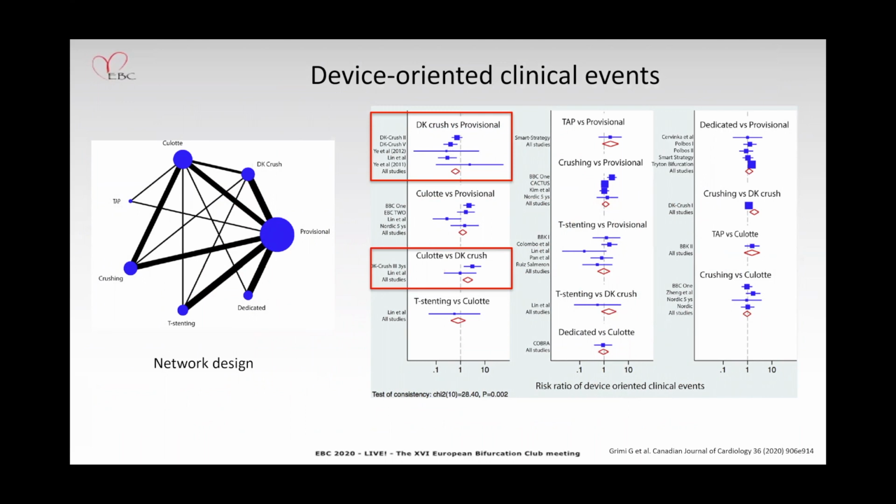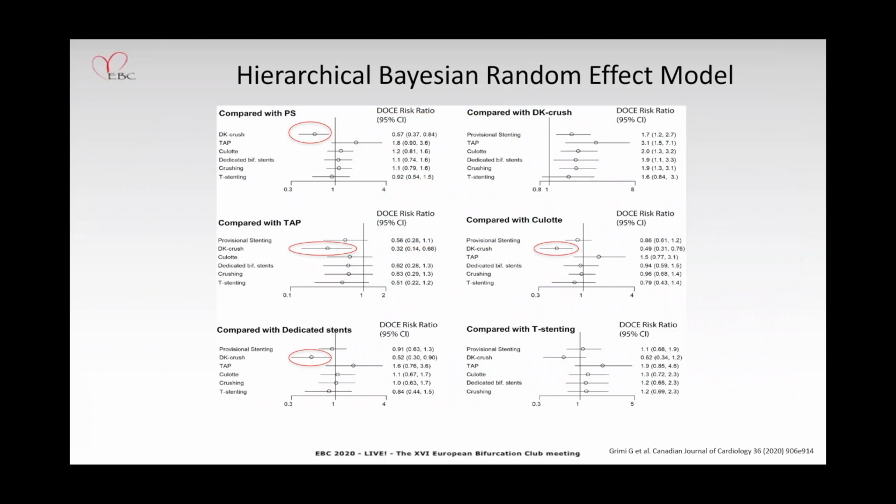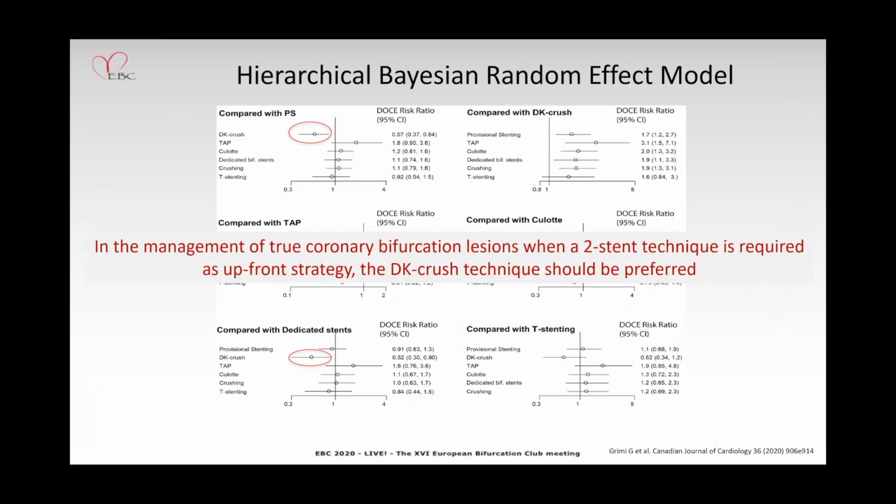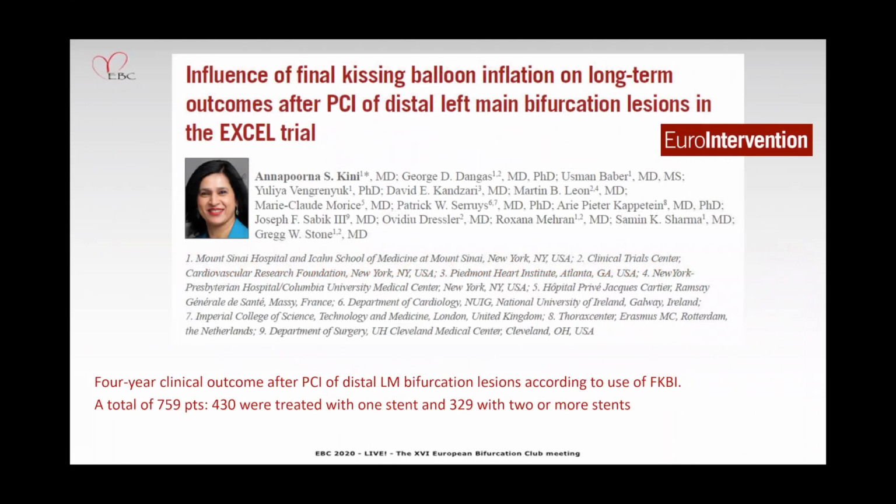They found a significant reduction in device-oriented clinical events, which was also confirmed by this Bayesian random effect model. So they concluded that in the management of true coronary bifurcation lesions, when a two-stent technique is required as an upfront strategy, DK crush perhaps will be the best and should be preferred.